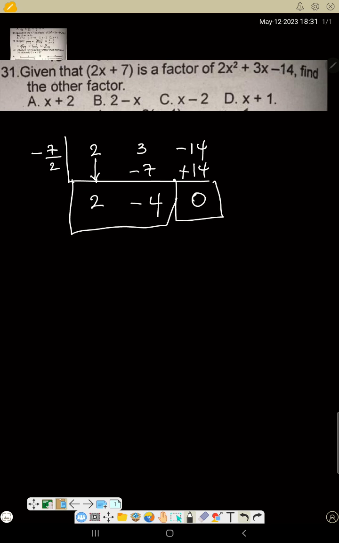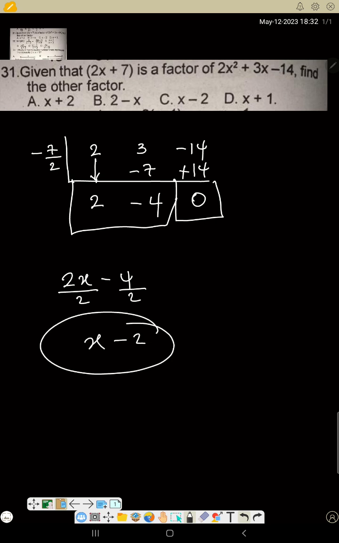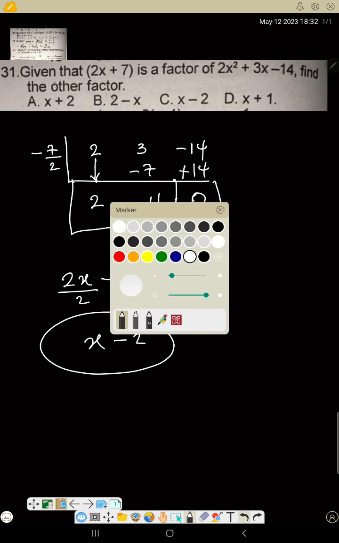And this is your quotient. So the quotient here will be 2s minus 4. But the coefficient of our question is 2, so divide the two results by 2. That will give you s minus 2. So that is another way of getting the answer. So the correct option is C. So that is the other factor.